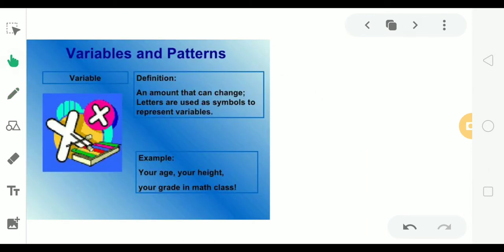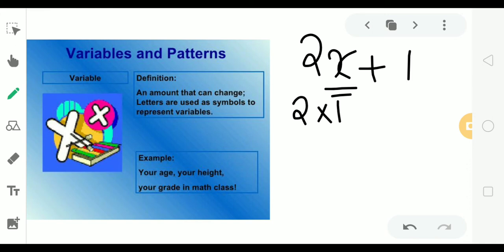Here you see again the variable and pattern. In the beginning, the first class itself, we learned what is a variable, an amount that can change. Letters are used as symbols to represent variables. So the last one we got 2x plus 1. So this x will change according to the pattern number. For the first pattern number, x will take the value 1. 2 times 1, so we will get 2 into 1 is 2, 2 plus 1, 3.